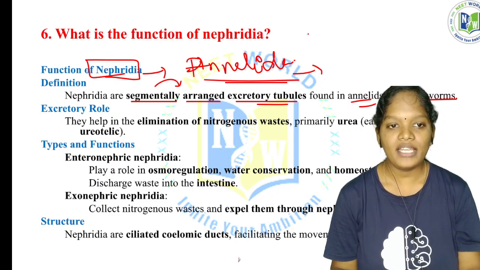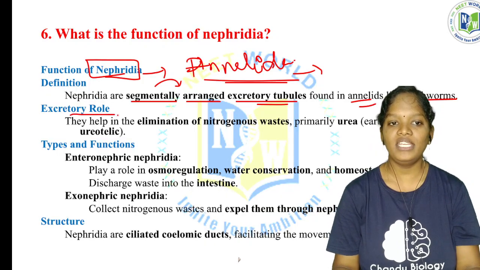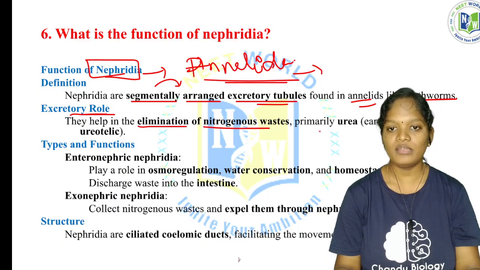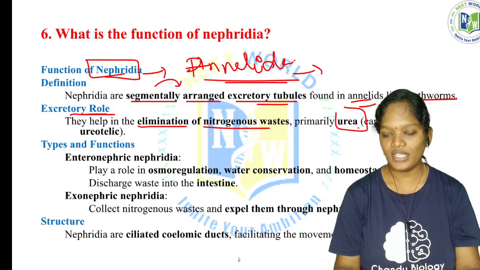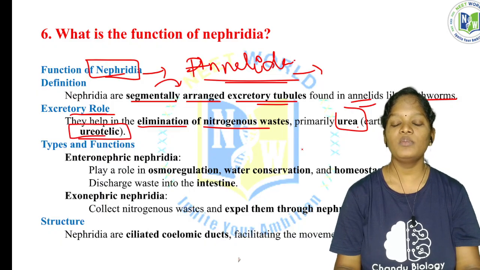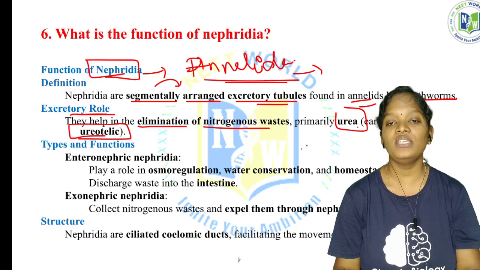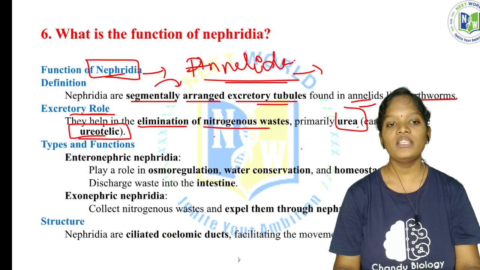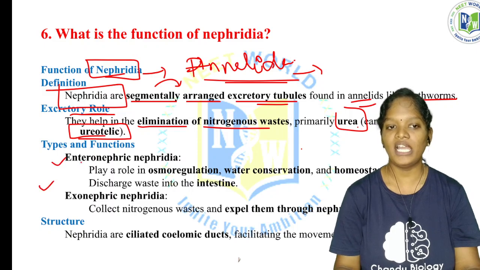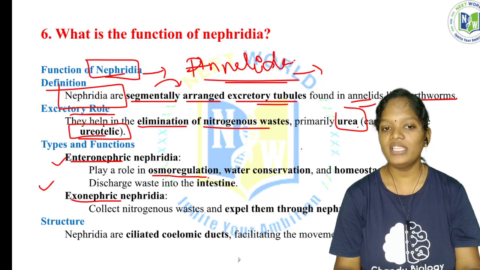So what is the excretory role of nephridia? They help in the elimination of nitrogenous waste, primarily urea. So you should know that earthworms are ureotelic in nature. As in humans, earthworms are also ureotelic, as they excrete urea as their nitrogenous waste. That function is done by the nephridia. Now what are their types and functions? We have two different types of nephridia, that is enteronephric and exonephric. The enteronephric nephridia play a role in osmoregulation, water conservation and homeostasis.